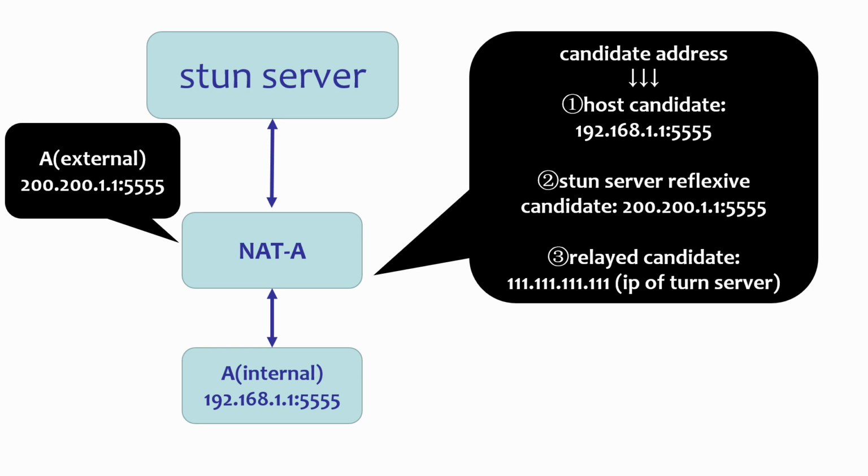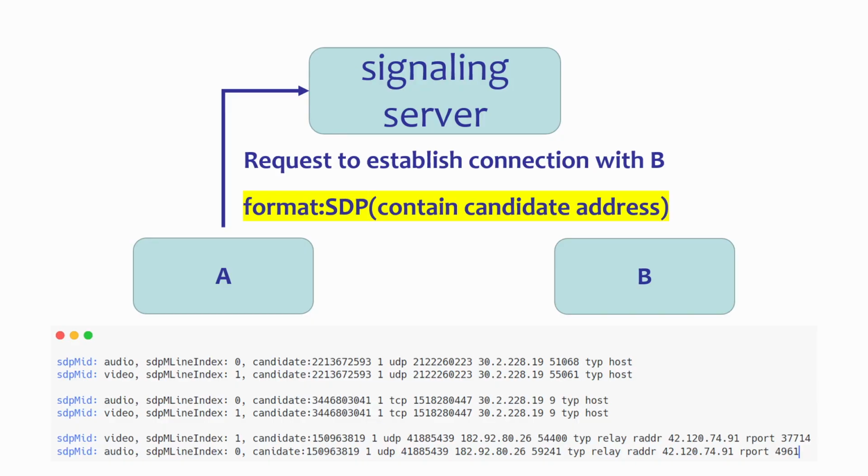Step 1. Before creating a connection request to the signaling server, A will go to the STUN server to collect the candidate addresses of itself. The candidate addresses have 3 types: host candidate, STUN reflexive candidate, and relay candidate. Step 2. After collecting the candidate addresses, A will ask the signaling server to connect with B and attach the SDP containing its candidate addresses to the server.